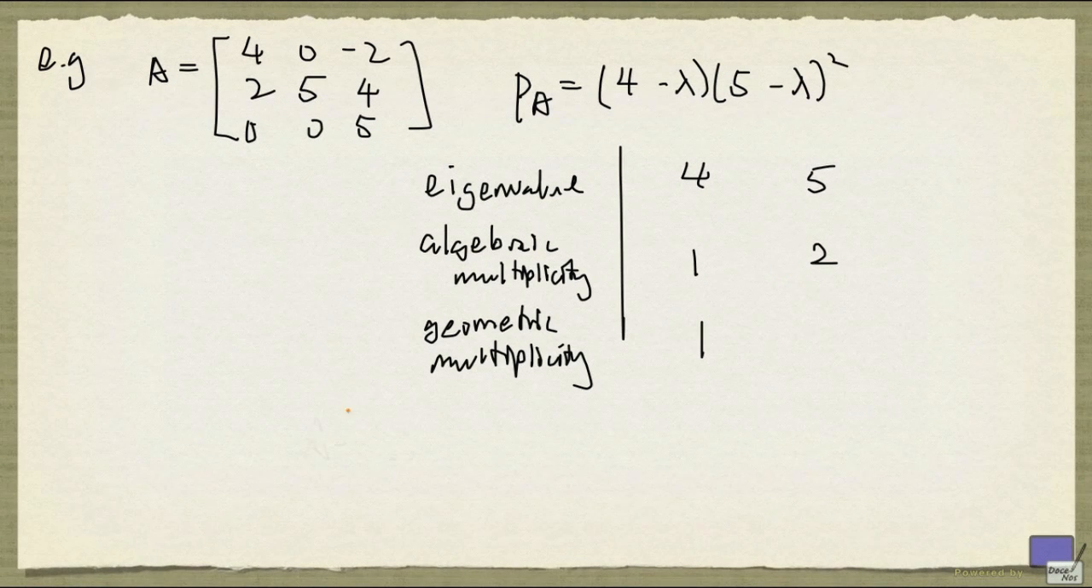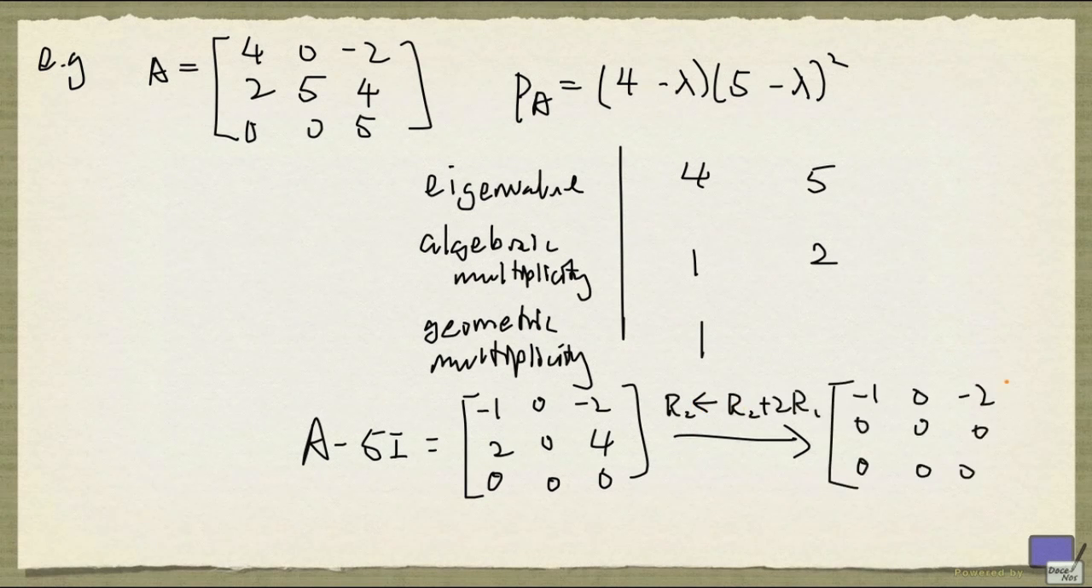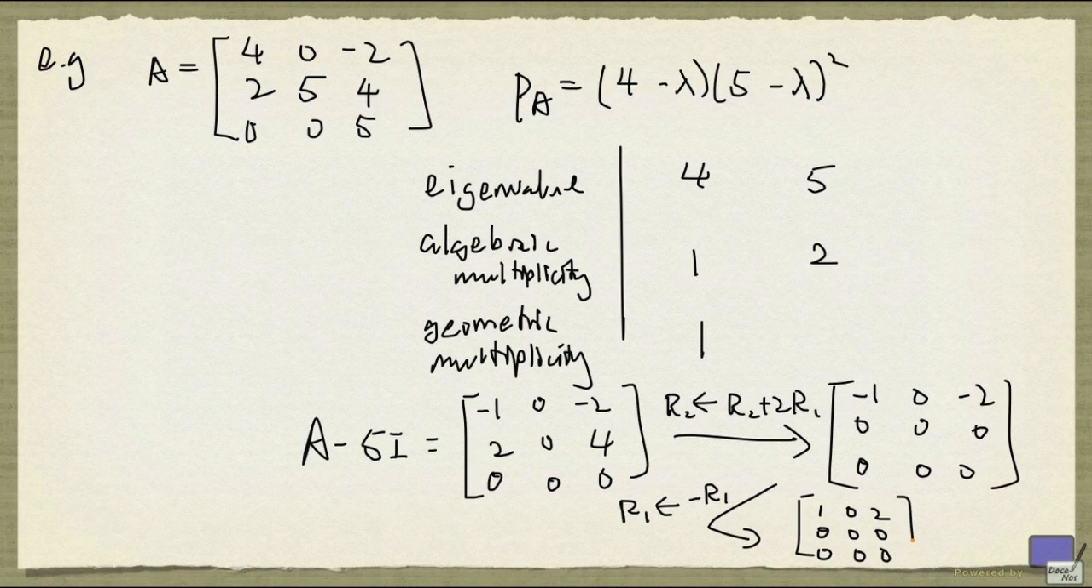But what about 5? Let's take a look at this matrix and try to figure out its nullity. We row reduce it by adding 2 times row 1 to row 2, and this is what we get. Then we multiply row 1 by minus 1 and get down to this matrix, which is in reduced row echelon form. Now there's only one pivot, so the nullity is going to be 3 minus 1, which is 2. So we can say from this that A is diagonalizable.